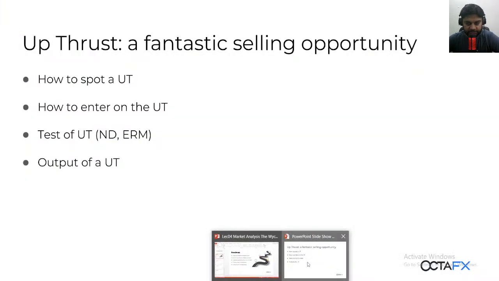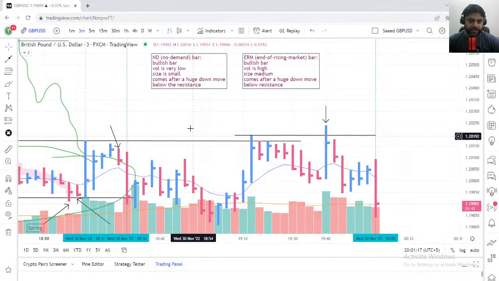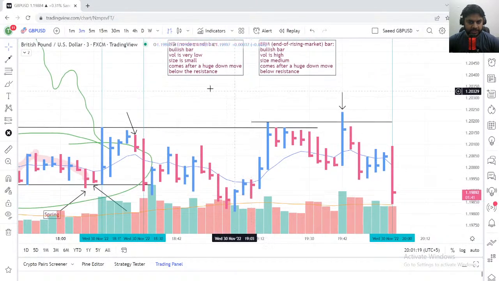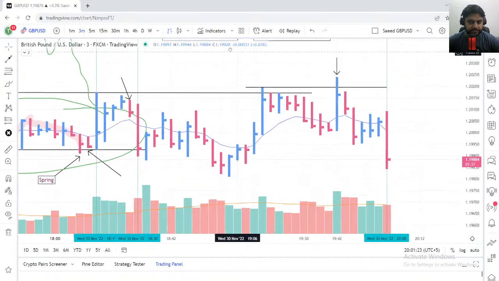So let's go ahead now. I hope you guys learned something from this trade. Actually, it was a news trade. The TP got hit. Now, what's the output of a UT? The output of a UT is normally how much? It exceeds the previous lows.